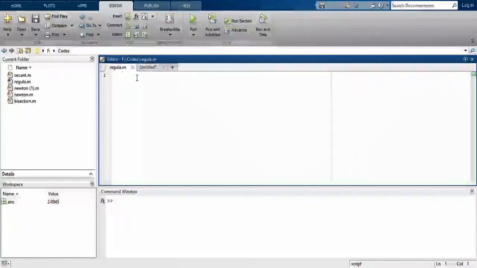That is c equals (a times f(b) minus b times f(a)) divided by (f(b) minus f(a)) in every iteration. So you just require this. You can do it by your own self.